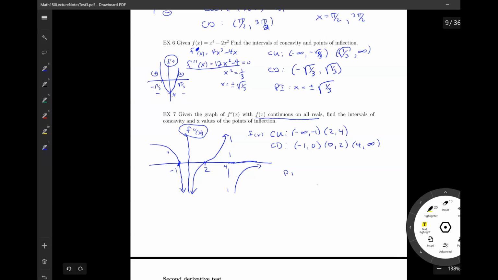All right, so now I'm going to be looking for the points of inflection. Those x values where the concavity is changing. So the concavity changes from concave up to concave down because the sign changes from positive to negative at x equals -1. At x equals 0, before 0 and after 0, it's negative. So that is not a point of inflection. After 2, the second derivative is positive, before it's negative, so x equals 2 is a point of inflection. And before 4, it's positive, after 4, it's negative, so 4 is also a point of inflection.